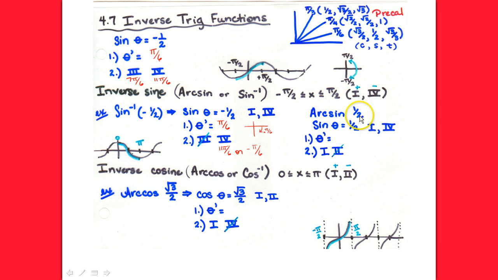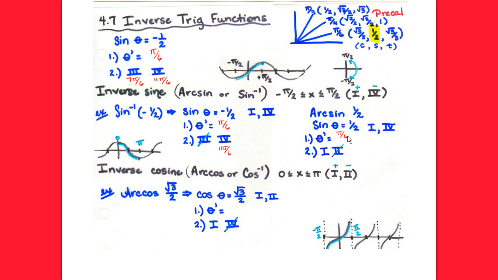For the next one, we've got arcsin 1 half. So when we see that, by definition, we know that that means sine is equal to 1 half, and we only have the first and the fourth quadrants to choose from. That's the definition of inverse sine. So again, I already talked about sine equal to 1 half right up here at pi over 6, so I've got my reference angle.